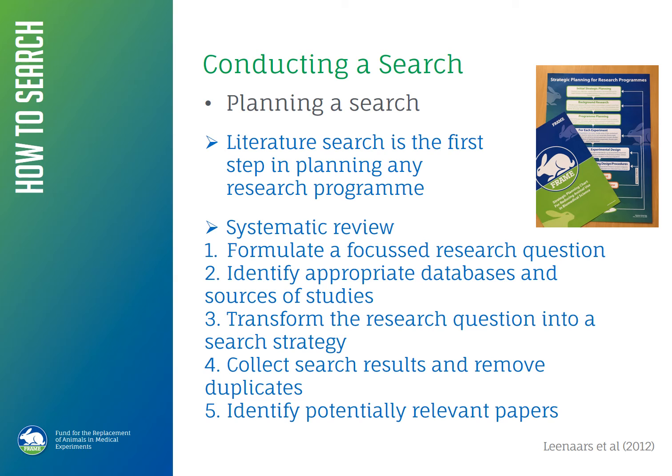Linares et al. 2012 provide a useful overview of the 5 basic steps that need to be addressed when planning a comprehensive search. These are to formulate a focused research question, identify appropriate databases and sources of studies, transform the research question into a search strategy, collect search results and remove duplicates, and identify potentially relevant papers. There's a great deal more detail in that paper, which I've provided the reference for at the end of the presentation.